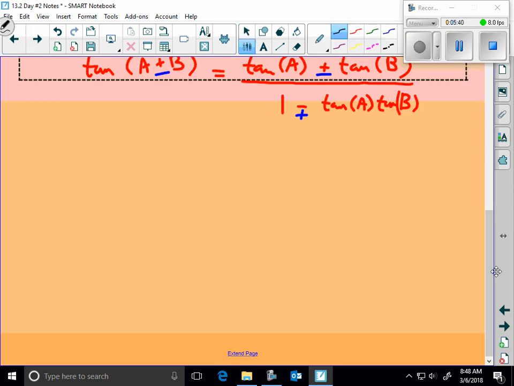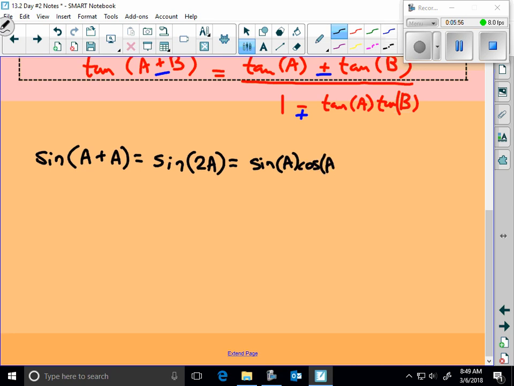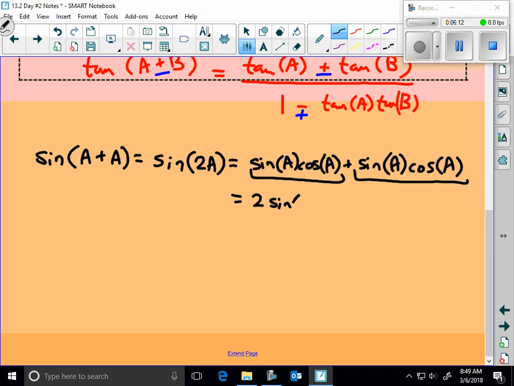I want to talk to you about a couple of other small things here. What if instead of sine of A plus B, I had sine of A plus A? Do you agree that would be equal to sine of 2A? So then I'd have sine of A cosine of A plus sine of A, the second angle, cosine of A. So how many sine A cosine A's do I have? I've got two of them. So that would be 2 sine A cosine A.